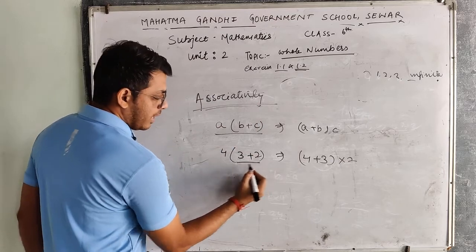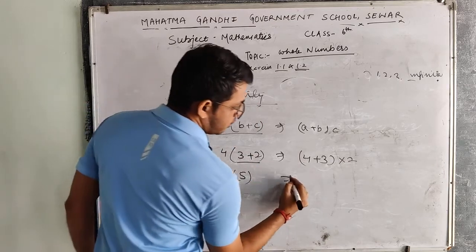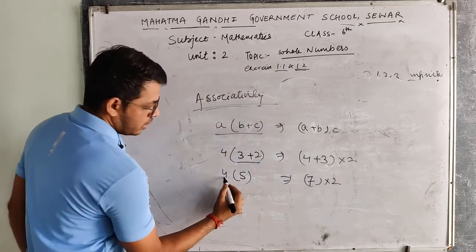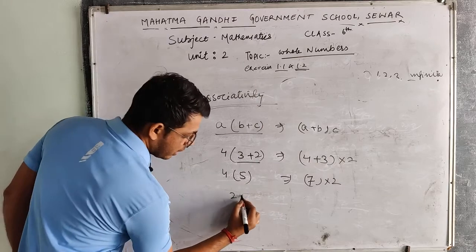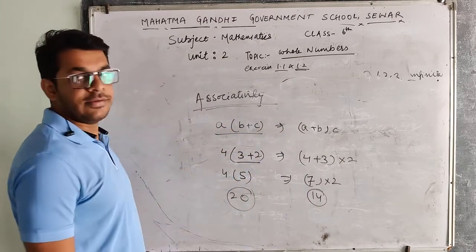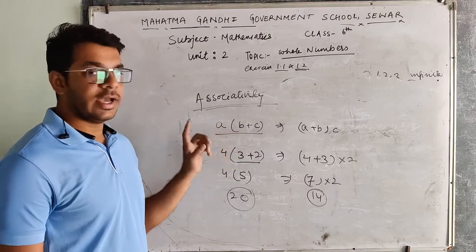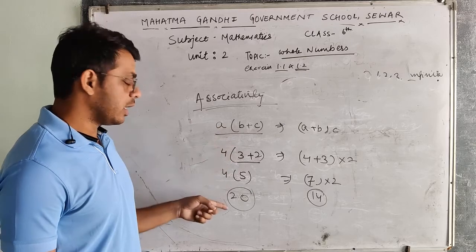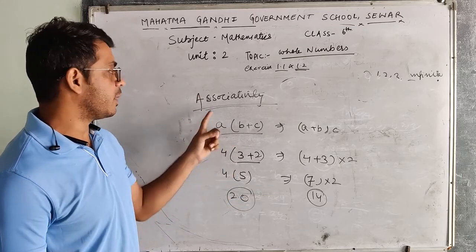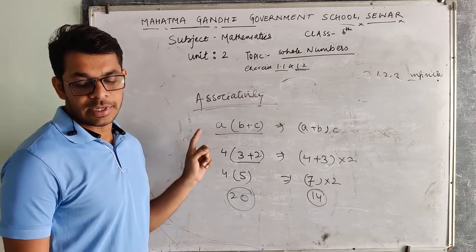In place of A, that is 4, plus B 3, into C, that is 2. First of all, we will add them. 4 plus 3 is 7, into 2. 4 fives are 20, 7 twos are 14. It means in associativity, if I apply the principles of addition and multiplication, the results are not the same. It means whole numbers do not follow the associativity property under addition and multiplication.